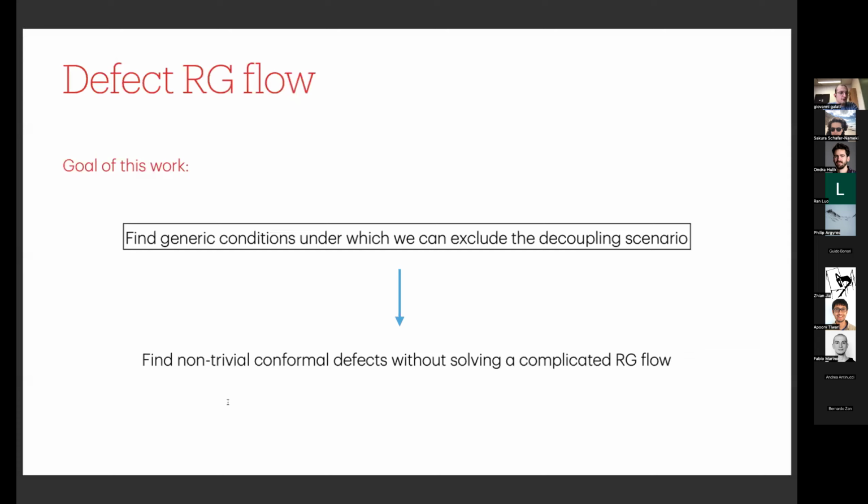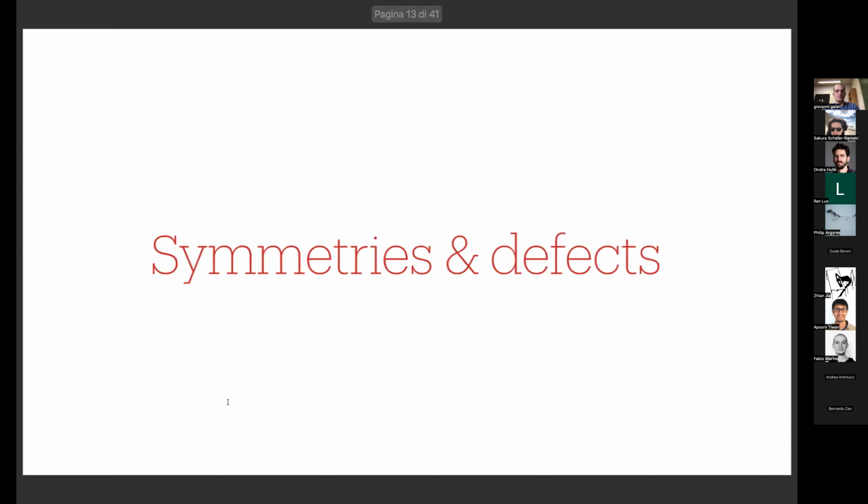And okay, what is the goal of our work? The goal of our work is to find generic conditions under which we can exclude one of these three scenarios. For example, conditions under which we can exclude at least the decoupling scenario. And if we find at least some way to constrain this RG flow, then we can say something non-perturbative without solving this very complicated RG flow. Okay, any other questions about this introduction and motivation? Otherwise, I will go to the study of the symmetries of this problem.